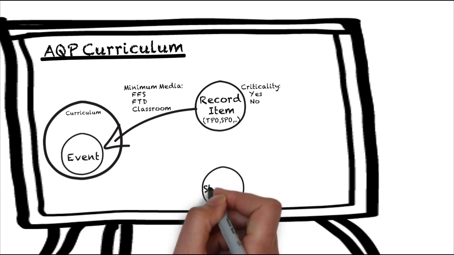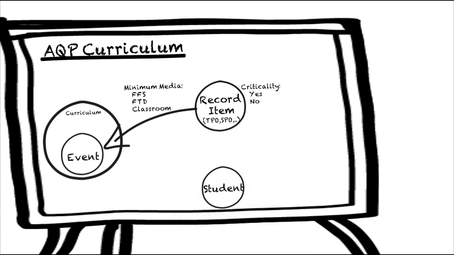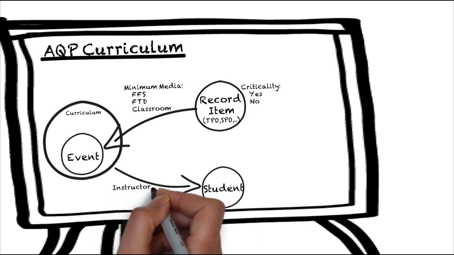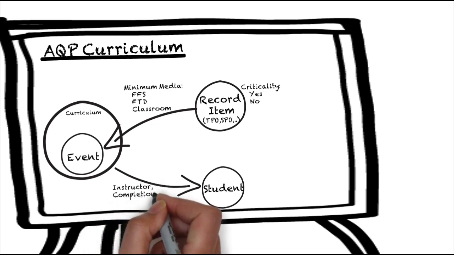Now let's look at the student. Of course, the curriculum designer during the design time doesn't know who the students are. They will be scheduled later on the event. But we must make sure that we have the right properties to capture the required data. For example, the instructor name or ID, or the completion date.